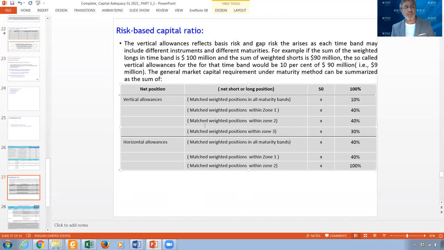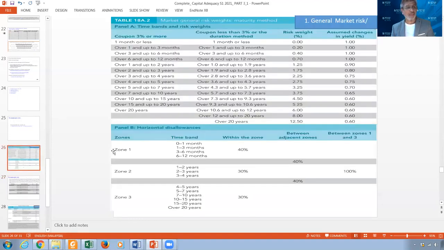And then you have to take the weighted position within zone 2, because we have zone 1. Zone 1 is from 0 to 1 year. Zone 2 is from 1 year to 3 and 4 years. Zone 3 is from 4 years until over 20 years. And then there is a difference, as I told you, for the net positions of the shorts and the longs, even with the zones. And they want you to take that into consideration when you calculate that in the market risk.